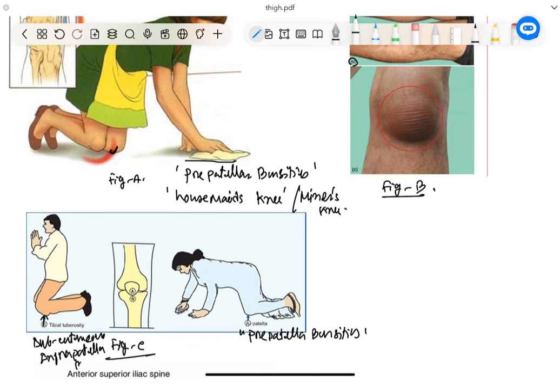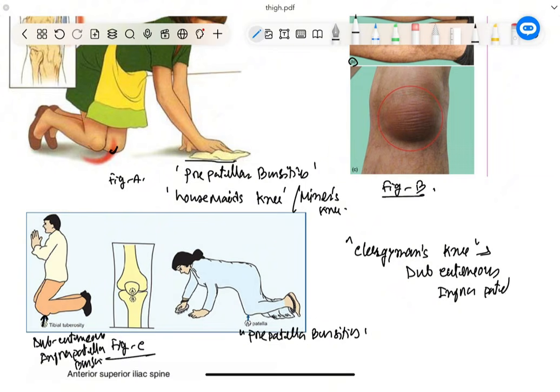The person who is praying in such a way is called a clergyman. So, if there is subcutaneous infrapatellar bursa irritation because of specifically sitting and praying in such a way, this condition is called clergyman's knee. Clergyman's knee mainly affects the subcutaneous infrapatellar bursa, causing bursitis. So, these are the bursa-related information we have to remember.